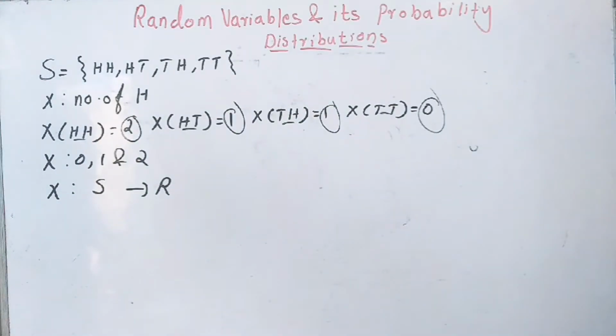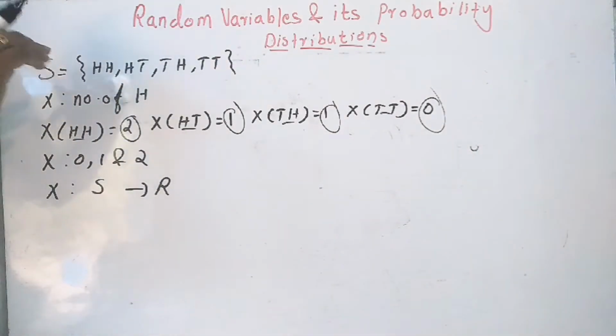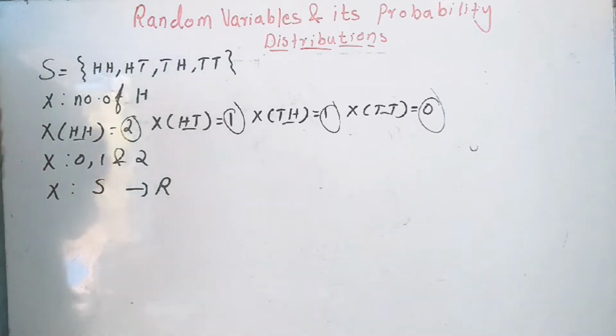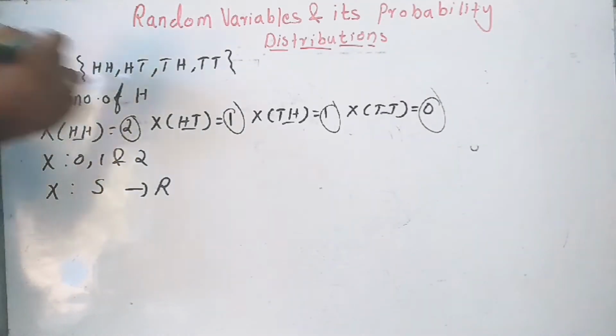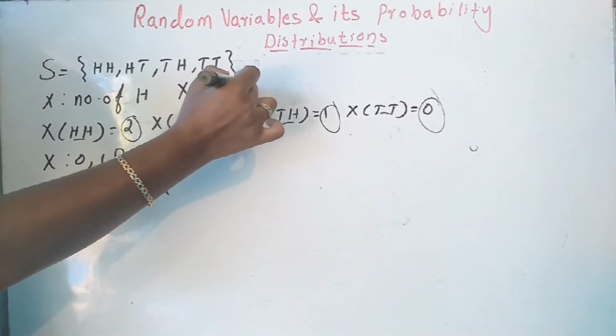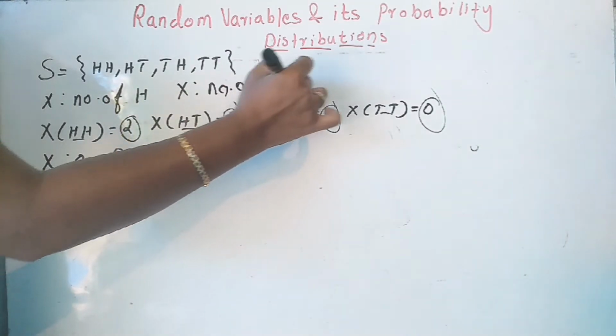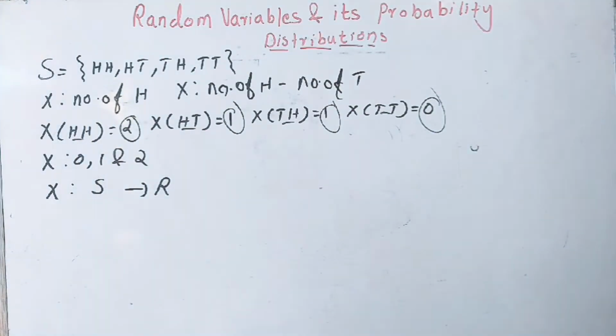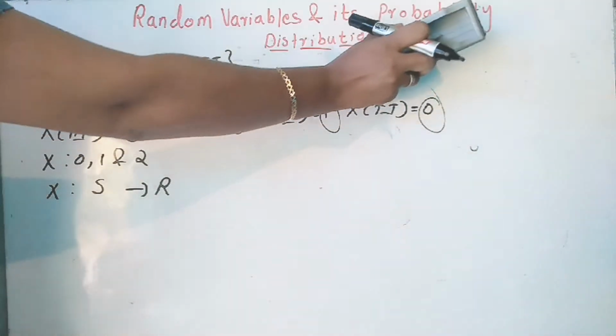So the codomain is real numbers. The random variable is a real valued function from sample space. And corresponding to one experiment, we can define more than one random variable. Instead of number of heads, if you want, you can define it as number of tails, no problem. Or you can define X as number of heads minus number of tails. Corresponding to one random experiment, we can define more than one random variable.